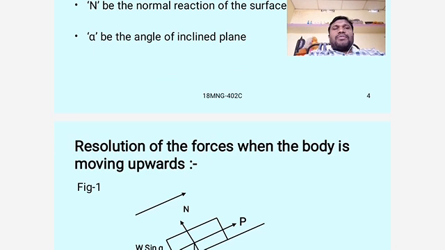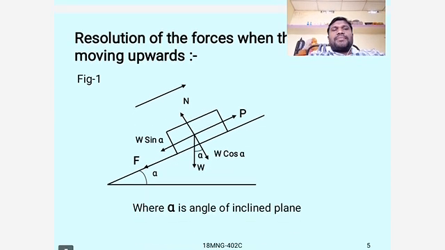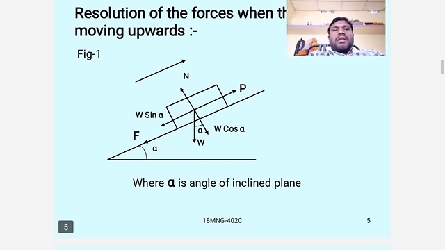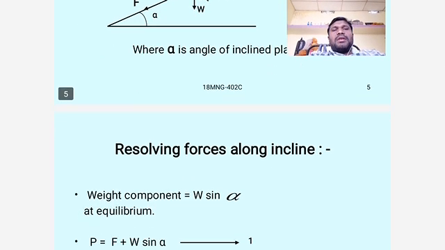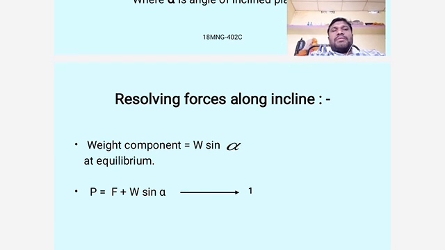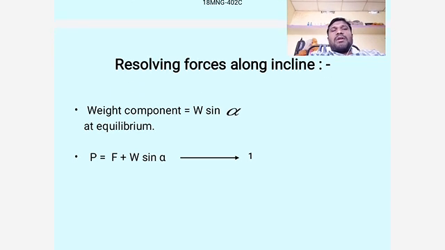Resolving of the forces when the body is moving upwards. See the diagram, where alpha is the angle of the inclined plane. Resolving forces along the inclined plane, the weight component is equal to W sine alpha at equilibrium. The formula is P is equal to F plus W sine alpha, equation 1.